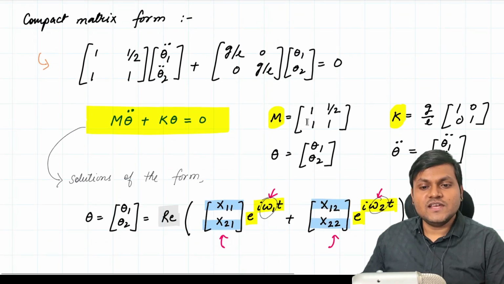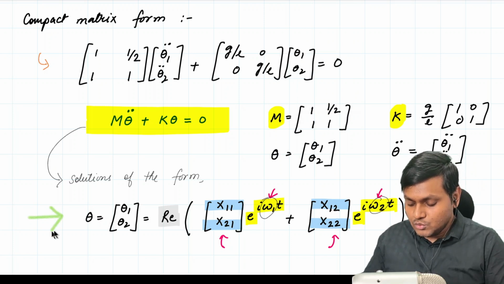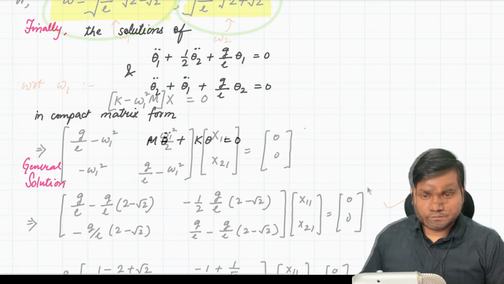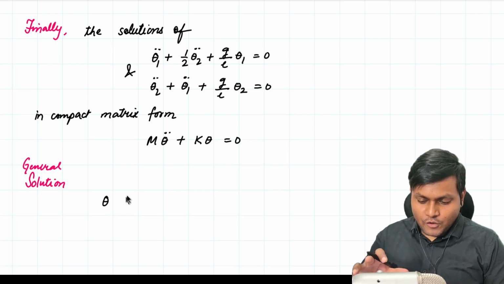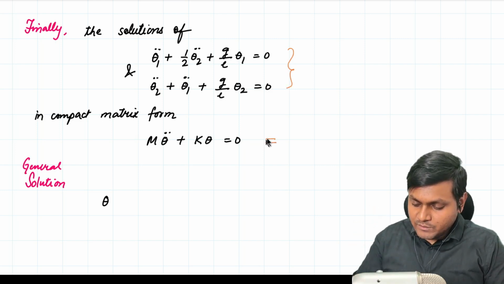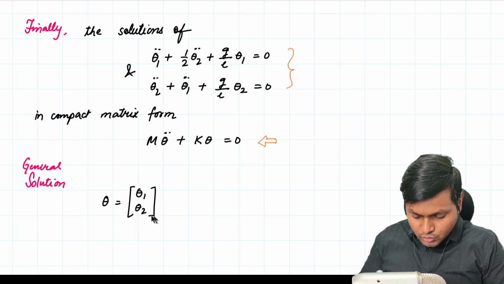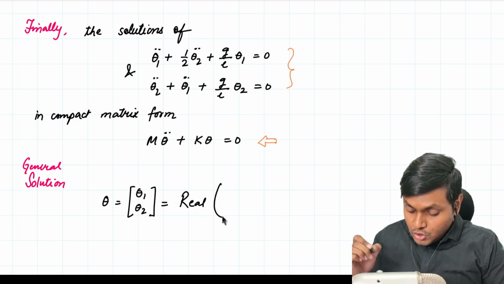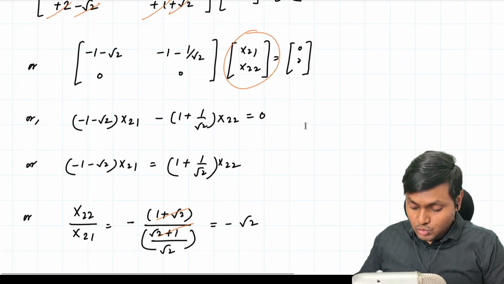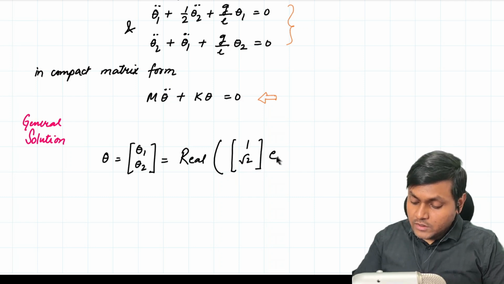Now we can write the solution in this particular manner. This is the manner in which we can write the solution in terms of omega 1, omega 2, and in terms of the eigenvectors that we have obtained. So let us do that and see what the solutions look like. The solution for these differential equations corresponding to the double pendulum, written in this compact matrix form, can be written as theta, which is theta 1 and theta 2, as the real components of the first eigenvector corresponding to omega 1, which is 1, root 2. The first eigenvector is 1, root 2 corresponding to omega 1.